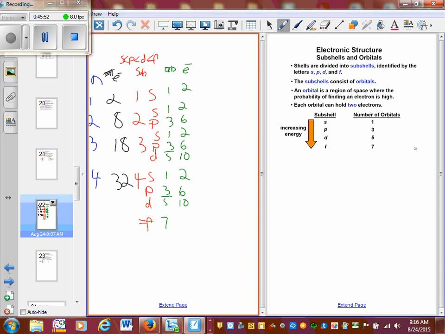So now we'll look at the total electrons. So, principal energy level 1, 1 subshell, S, holds a maximum of 2 electrons. So the total number of electrons in principal energy level 1 is 2. Principal energy level 2, 2 subshells, an S and a P, 1 orbital, 3 orbitals, 2 and 6, for a total of 8.